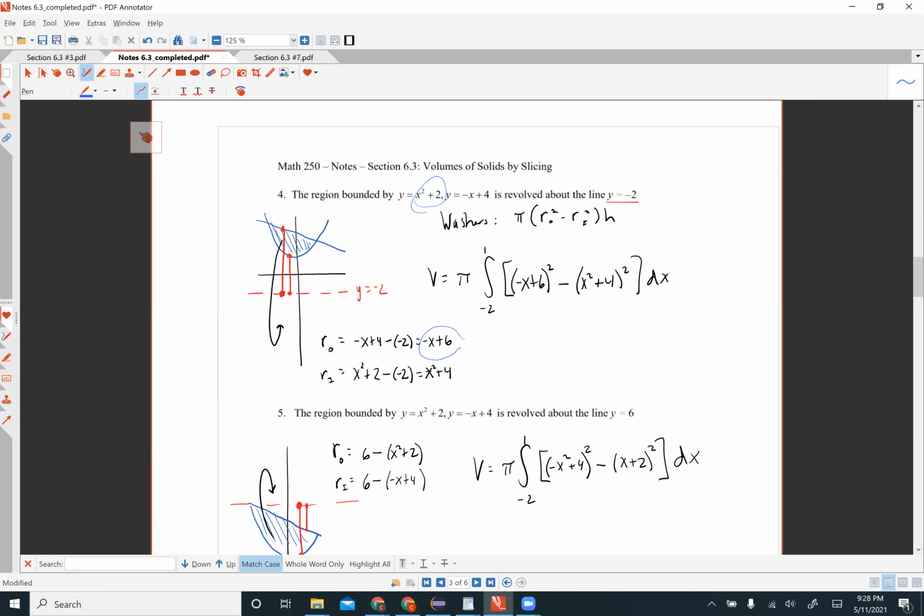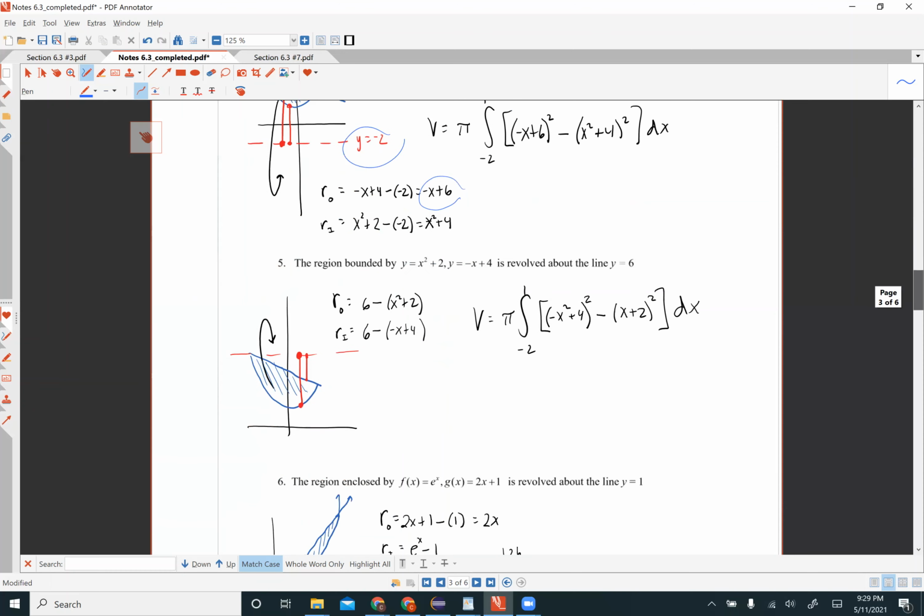And the radius of the inner curve is x squared plus 4. It's only because we're rotating around y equals -2. If it was y equals 0, it would be the original functions, minus x plus 4 or x squared plus 1. So basically, whatever y equals, you subtract that off. In this case, we're subtracting off -2, so we get plus 2.